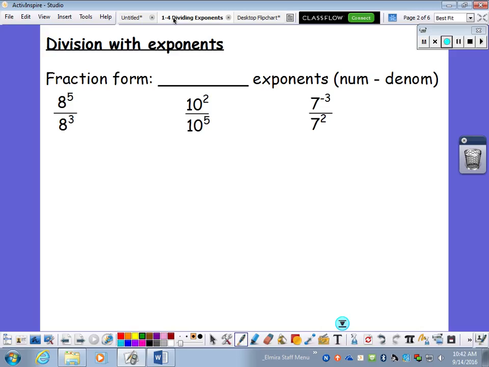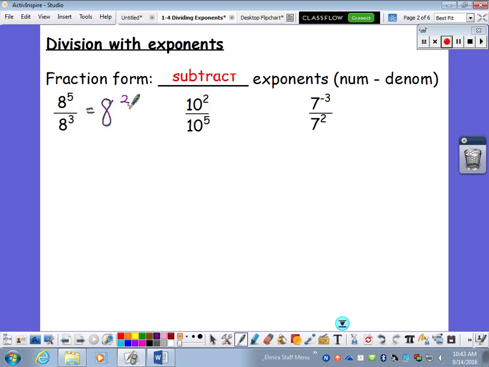Okay, well, if it's in fraction form, we're subtracting our exponents. Numerator minus the denominator. Denom means denominator, just abbreviated a little bit there. Okay, so we've got 8 to the 5th over 8 to the 3rd. And let's switch colors to a darker color here. That makes 8. 5 take away 3 is 2.